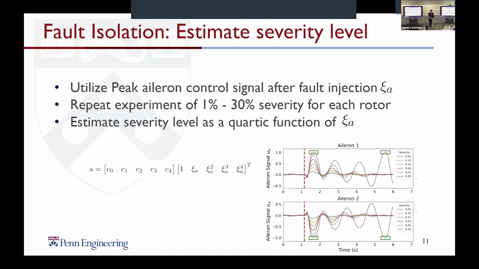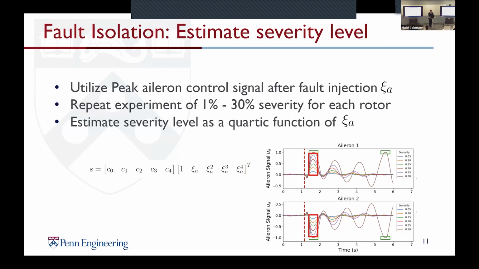And finally, in the last step of fault isolation, we want to estimate the severity level. We already know which rotor is faulty, so we just want to utilize the peak aileron control signals after fault injection to do this. The red block just shows you where the peak aileron control signal is. And the green box is the one which is already bounded.